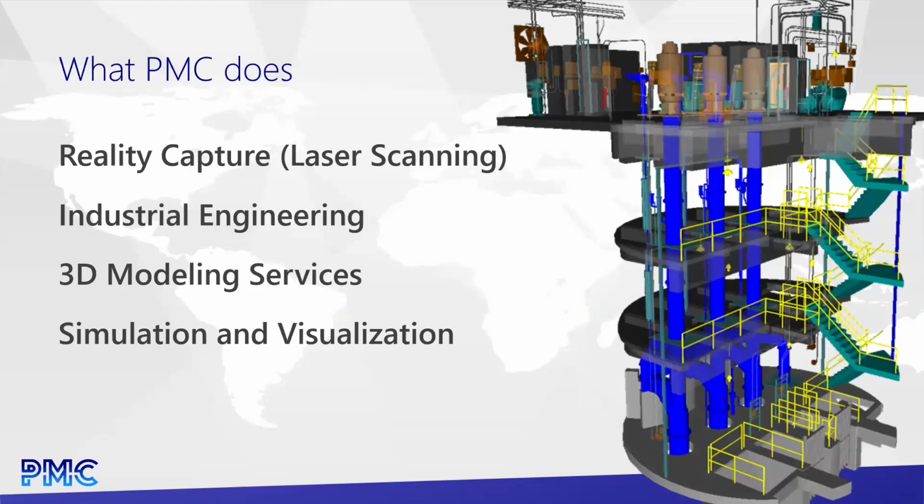So, what do we do, right? We opened back in 1979. Back then, what we were doing was industrial simulation work, kind of the earliest versions of digital twin. Over the years, that business has evolved and grown, and now we do a full range of reality capture. So laser scanning, we have industrial engineering services, 3D modeling services, simulation visualization services.